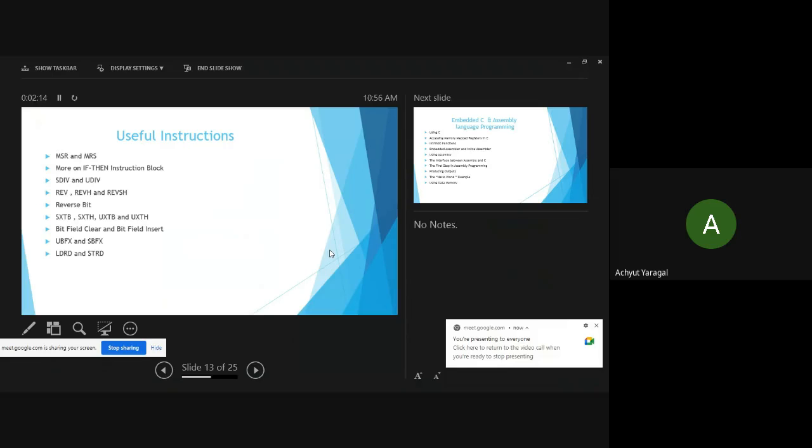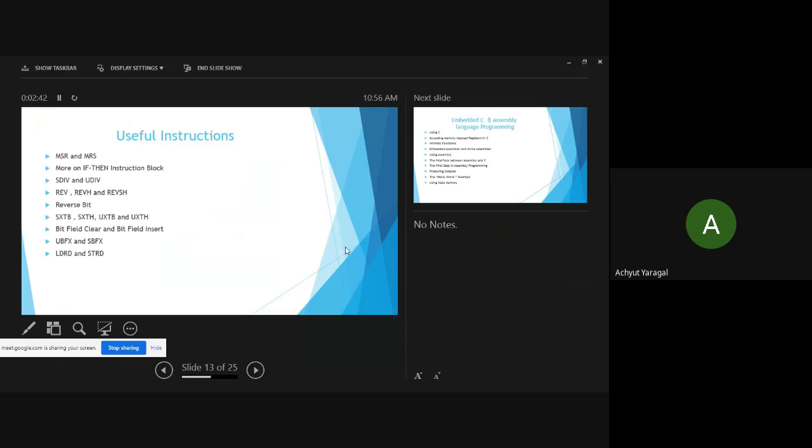Let me begin with this first instruction, that is MRS and MSR. Moving special to register and moving register to special. Okay, data transfer you can consider.